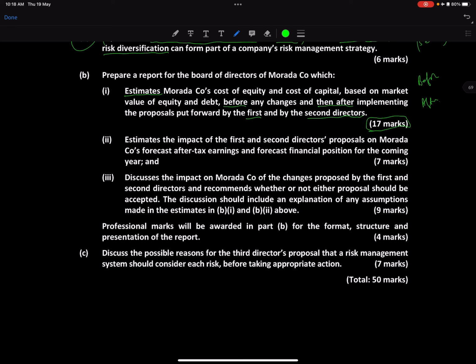So second part. So what do we have? Basically in the report we will have cost of equity and its changes that we need to show in the report, right? And then estimate the impact of the first and second director's proposal on after tax earnings. Forecast after tax earnings. So basically we need to forecast the after tax earnings based on first director's and second director's proposals. Then there will be one heading, and another heading will be financial position, so forecasted financial position, and within that there will be two subheadings for first director and second director. I'll show it to you even if you don't understand. Okay, that's 7 marks, right?